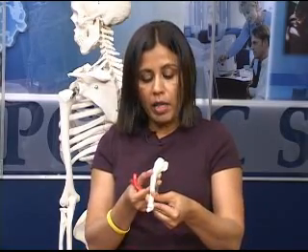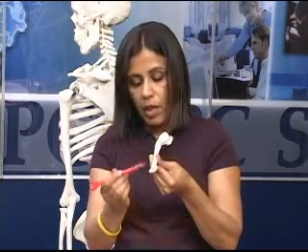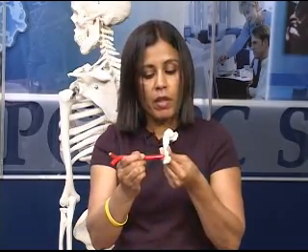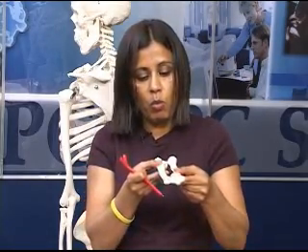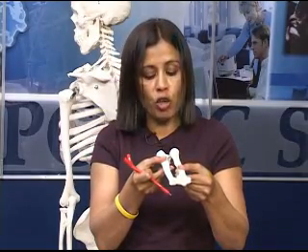At its lower end, the ulna is rather small. It has a head, and then we have a styloid process. The head articulates with the ulnar notch of the radius, and together they form the inferior radio-ulnar joint. The ulna does not participate in the wrist joint, and that's important to remember.